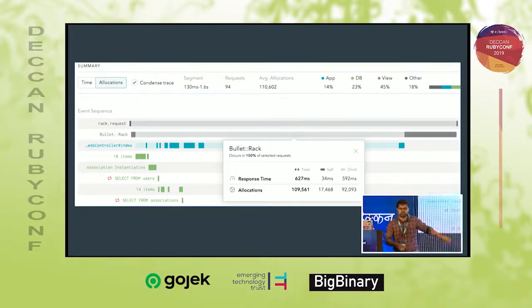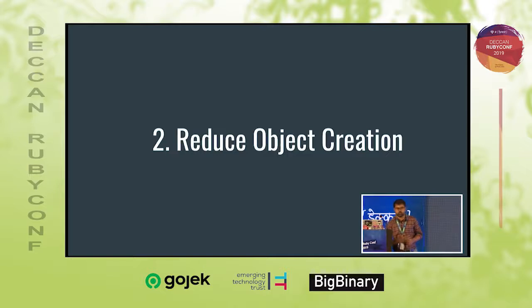So we removed that bullet gem, deployed the application, and monitored it, and from 2.4 GB or 2.2 GB of memory usage, we came back down to about 1.5 to 1.6 GB of memory use. So that's a big win without changing a single line of code.